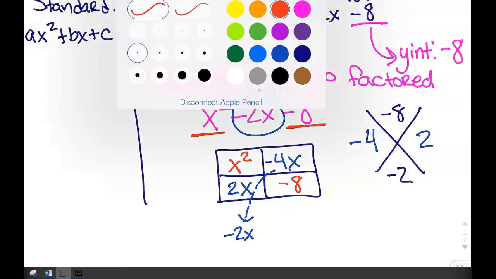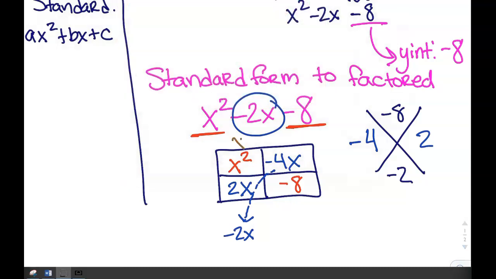Always on the side, I'm going to have an x times an x to make the x squared. Since there's no number here, I can just keep going. If there was a number there, I'd have to figure out how to make that number work. X times -4, or x to make -4x, I need to make a -4 at the top to multiply.